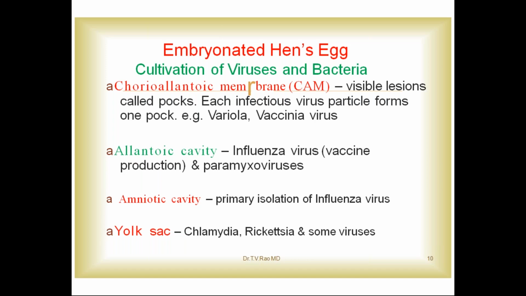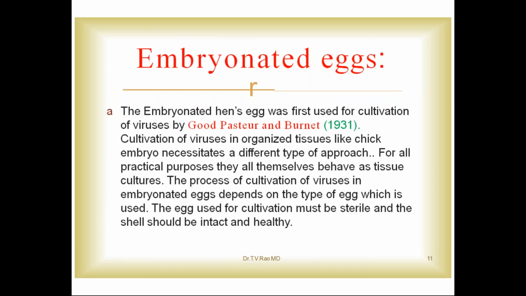Next, the yolk sac. In the yolk sac, not only some viruses, but chlamydia and rickettsia will grow. These are the various agents that grow in the various sites of the embryonated hen's egg. The embryonated hen's egg was first used for cultivation of viruses by Goodpasture and Burnet in 1931.